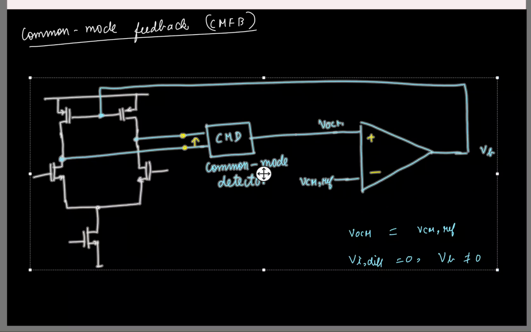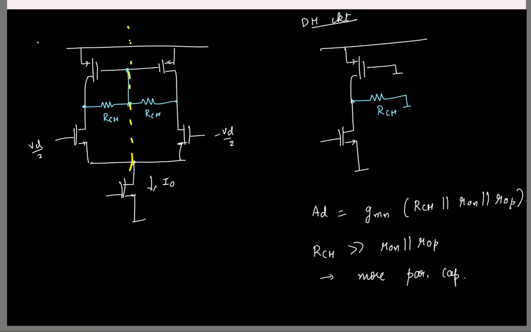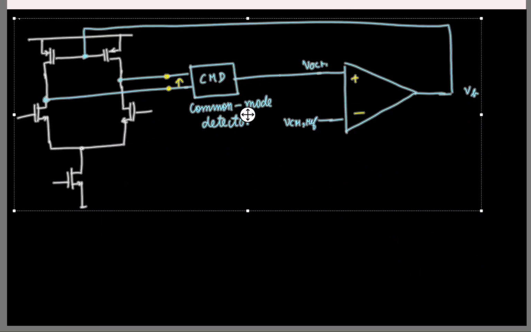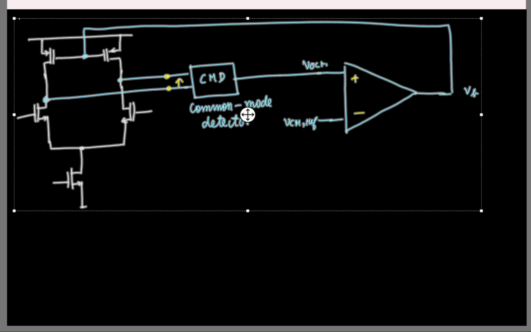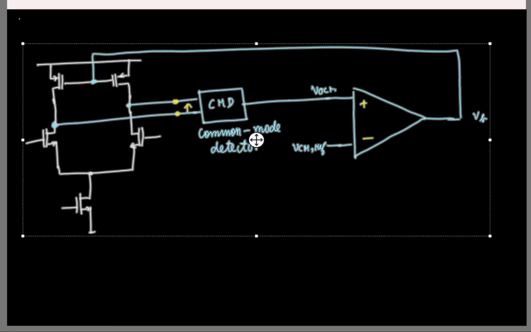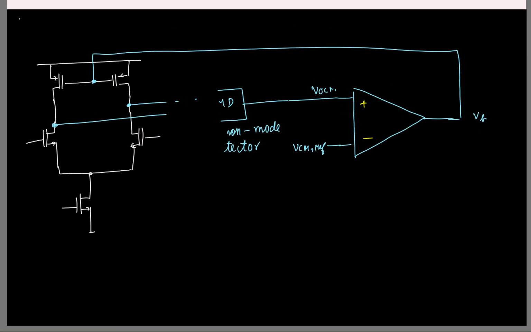So let's see how we'll do that quickly. Here the common mode detector, again the simplest one, is the two resistors. So what I'll do, I'll put the two resistors here. Now I need to make this op amp. This op amp takes in two inputs and gives one output.